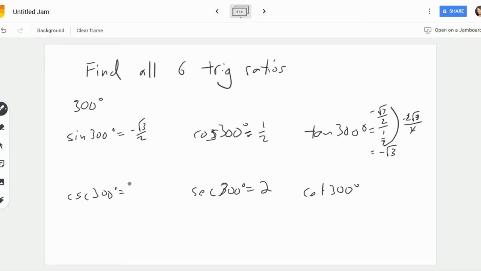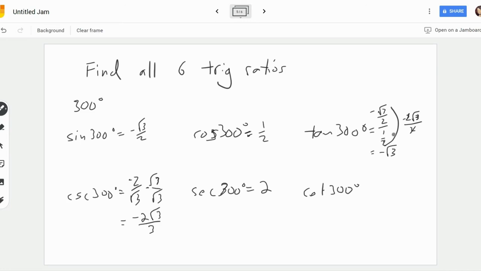Cosecant gets a little uglier: negative 2 over square root of 3. And just like before, we have to handle this. We're going to multiply this by square root of 3 over square root of 3, and it's going to rationalize the denominator. It's going to turn that into not a radical. And so we end up with negative 2 root 3 over 3. And secant we did.